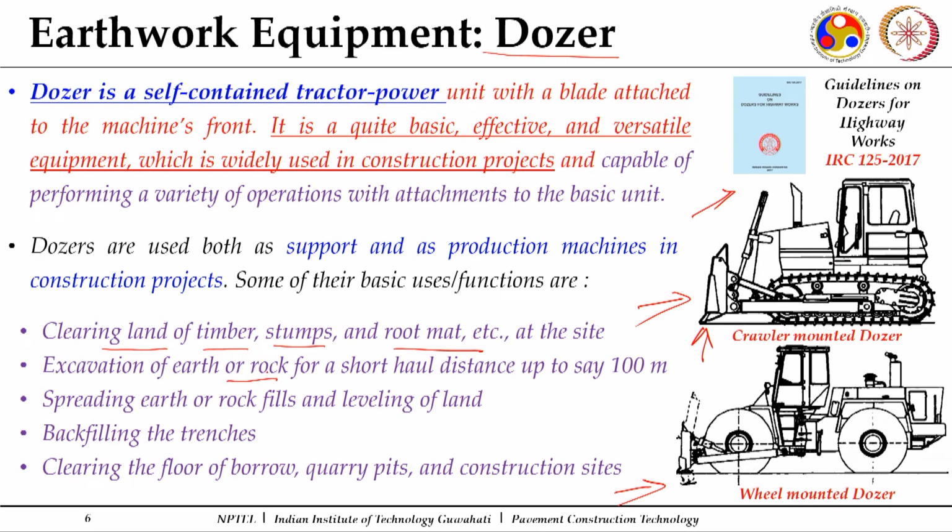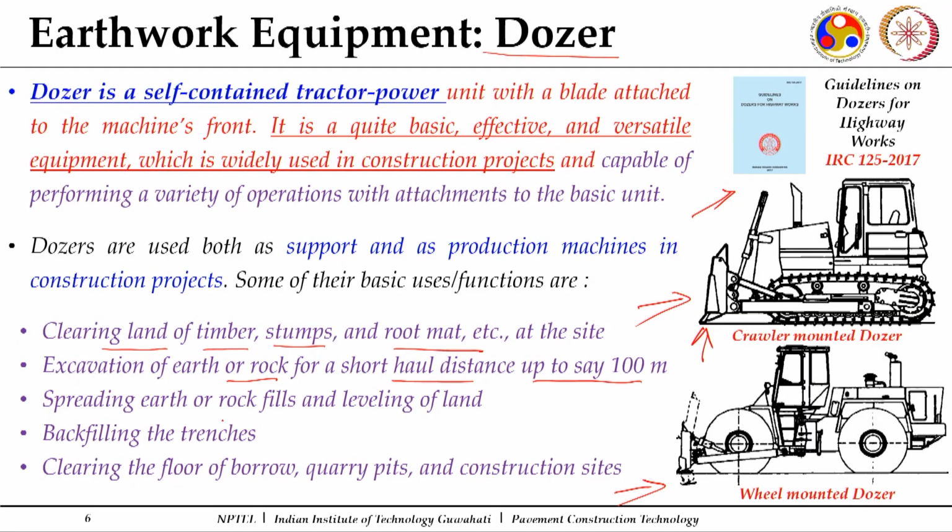Excavation of earth to a certain extent can be done with this for a short haul distance, because as I said, crawler mounted units can haul only to a shorter distance comparatively. They can also spread material if you put some windrows, spreading earth or rock fills, and leveling of the land, if there are small ups and downs or undulations on the land.